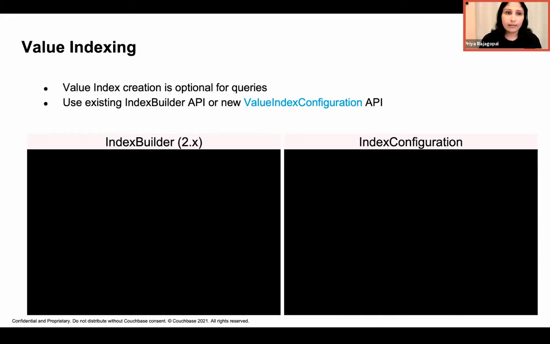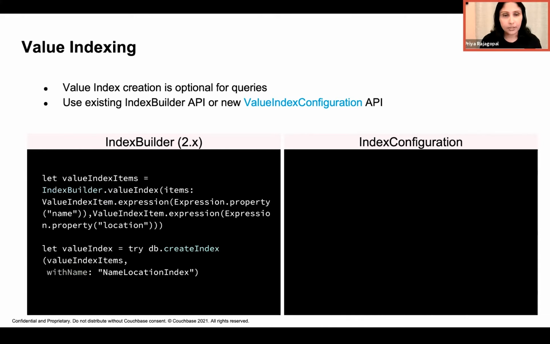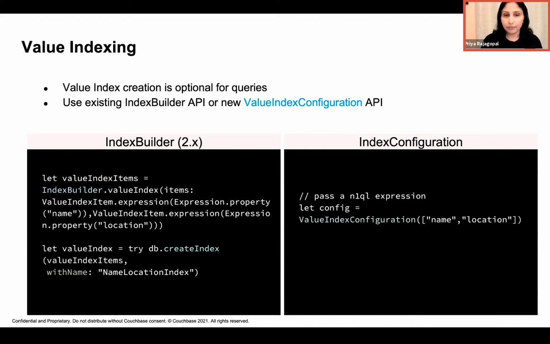So once again, with the N1QL query, you can create an index. You have two choices. You can continue to use the existing index builder API, where you create a value index. You provide it with a list of properties against which the index is created. Then you create the index on the database, provide it with the value index, and give it a name. Pretty straightforward. New in 3.0, we have an index configuration API, wherein you define an index configuration. In this particular case, it's a value index configuration because we are talking about value indexes. You provide it with the list of properties on which the index is created. And then you can create an index using that configuration and give it a name.